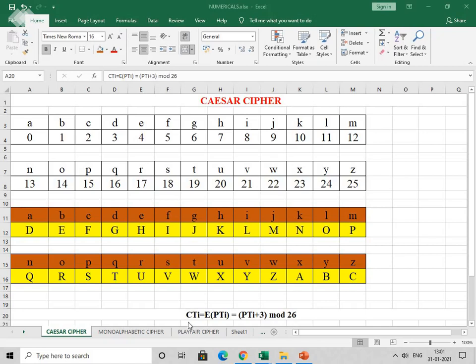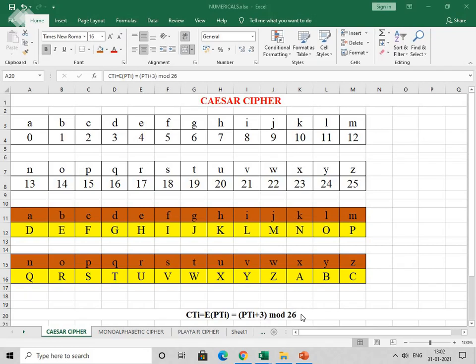CTI is a ciphertext letter. That means we are going to generate the ciphertext by encrypting the plaintext letter. So CTI equals E, that is the encryption process. We are going to encrypt this plain text, which is equal to the plain text letter or element plus 3. So here we are going to move 3 positions ahead, mod 26.